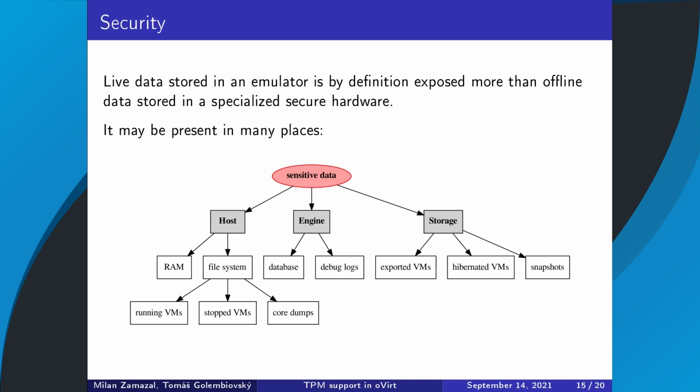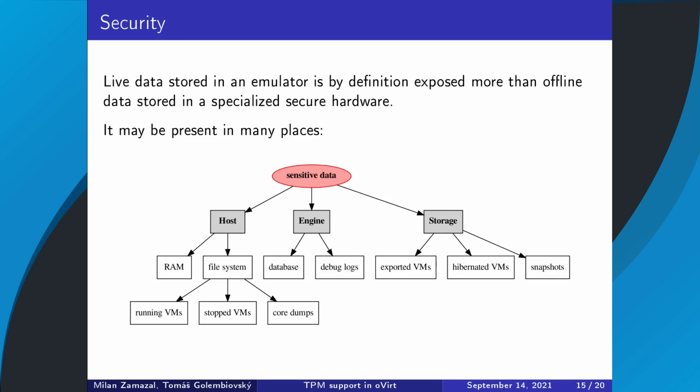VM external data is of course sensitive data. When you use, let's say, a desktop computer with TPM, then the data is stored in the secure TPM location and it's difficult to retrieve it from there. With emulated devices, it's different. The data must be stored elsewhere. That means in the engine database, or on the storage in case of exported snapshots and so on.